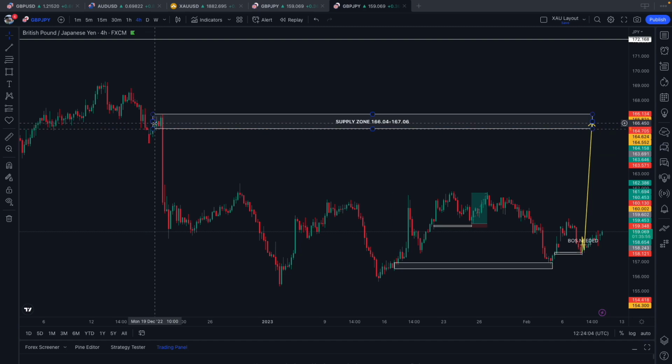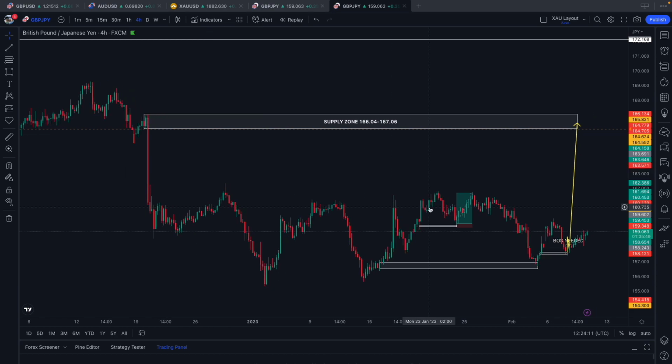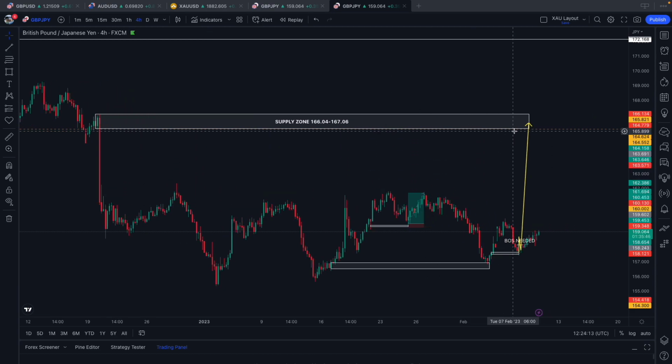So this clears all of this, but then this has been left over. So I've highlighted this zone and this area as a place that price could possibly tap into. Enough supply will be introduced, and then we should see the continuation of bearishness.